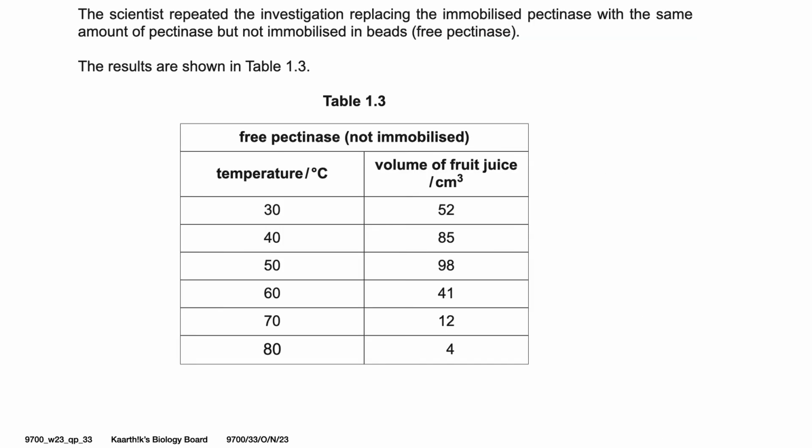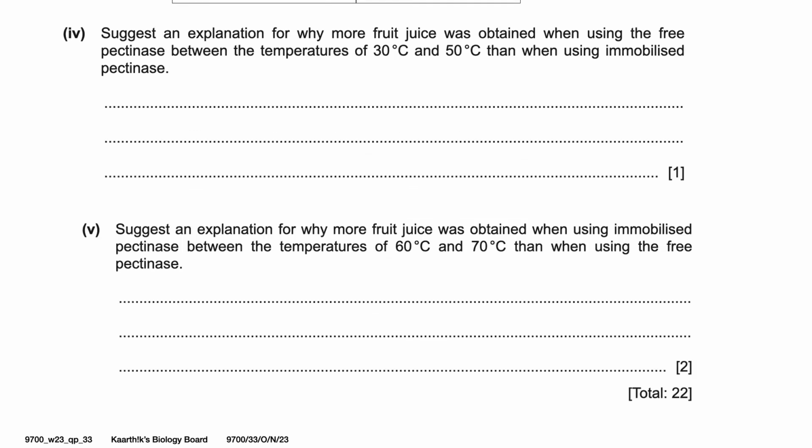Then the scientists repeated the investigation, replacing the immobilized pectinase with the same amount of pectinase but not immobilized in beads. This time the scientist has used free pectinase. So again they have given the temperature and the volume of fruit juice for free pectinase. So what is the question asked? Suggest an explanation for why more fruit juice was obtained when using the free pectinase between the temperatures 30 degrees Celsius and 50 degrees Celsius than when using an immobilized pectinase.